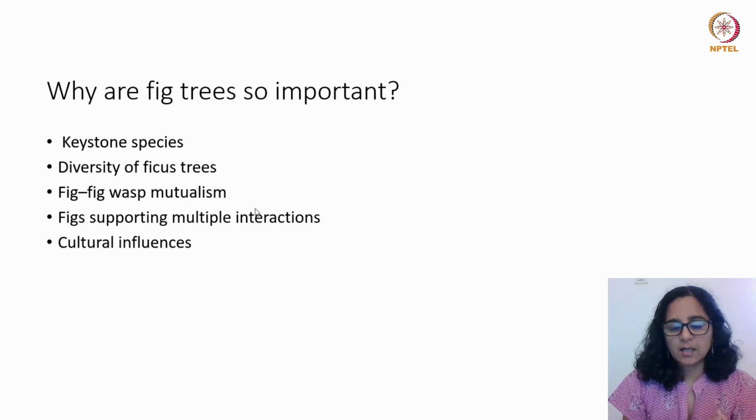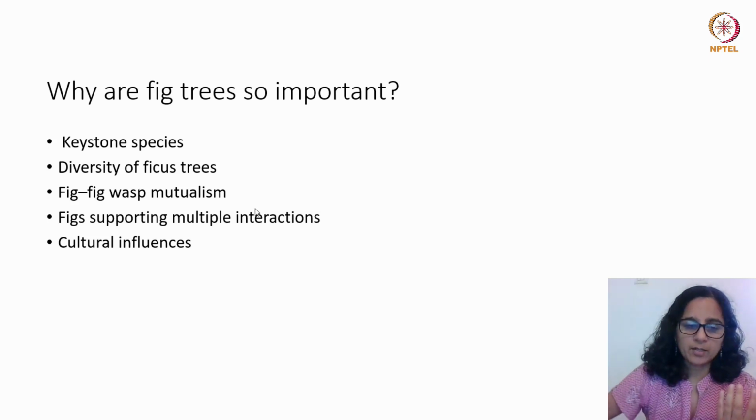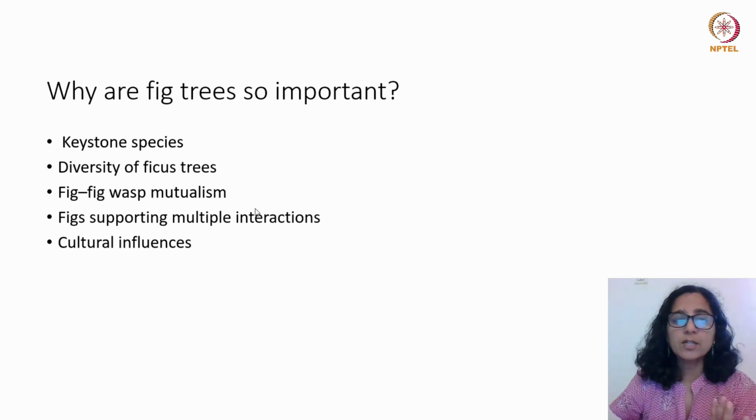These fig trees fruit asynchronously. That means that while one tree is fruiting, another tree doesn't. But overall, in a year, there is a continuous supply of food. For example, in a forest, there is one tree after another tree which keeps fruiting, and for animals such as birds and mammals, there is a continuous supply of food.